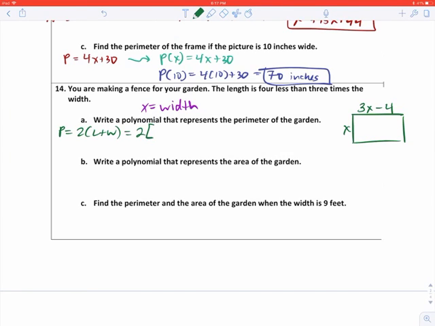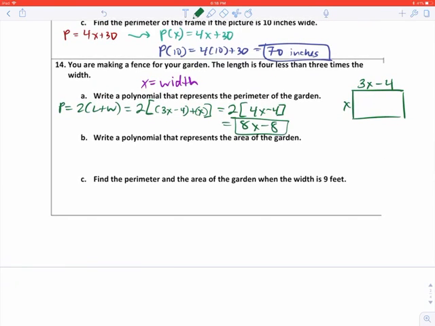So this is going to be 2 times, and I'm going to use the bracket because I'm going to do multiple parentheses here. 3x minus 4 plus x. And if I simplify that a bit, it's going to give me 4x minus 4, and this is going to be equal to 8x minus 8. That's my perimeter.